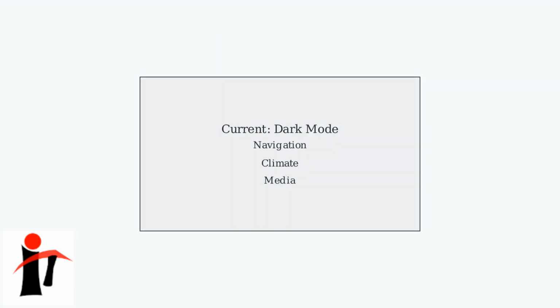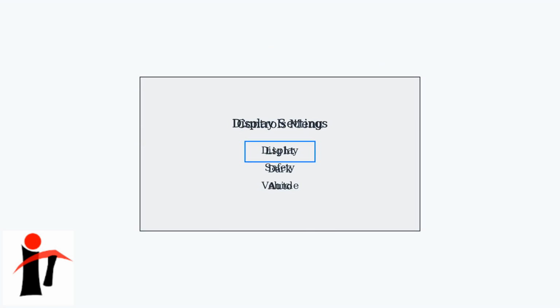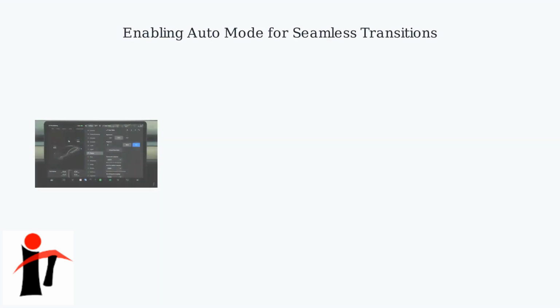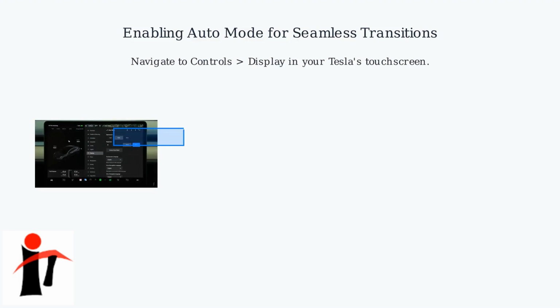To revert to light mode, go back to Controls > Display and tap Light. This will switch the screen to a bright background with dark text, ideal for maximizing readability in sunlight and mimicking traditional screens. To enable auto mode for seamless transitions, first navigate to Controls and then Display on your Tesla's touchscreen.